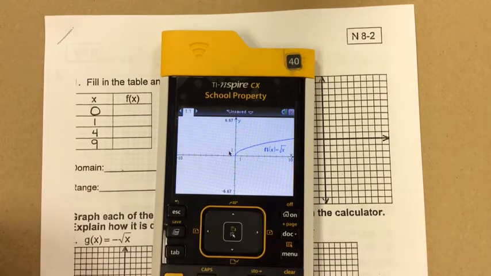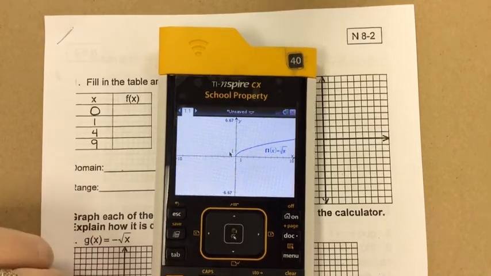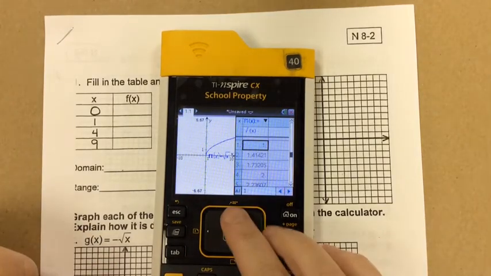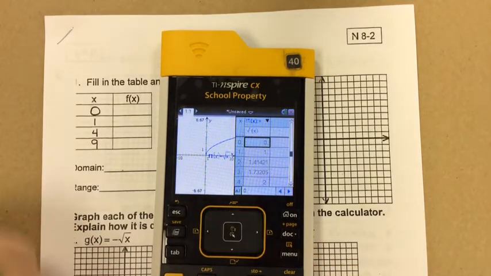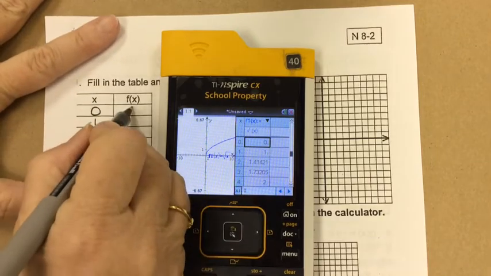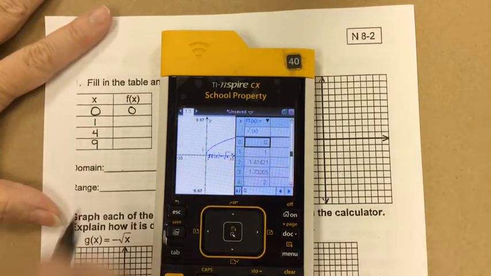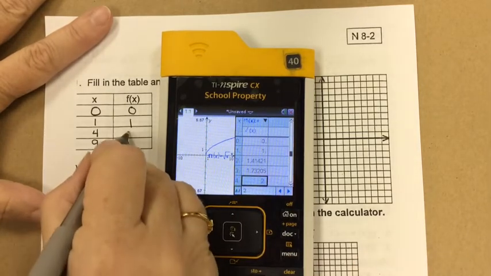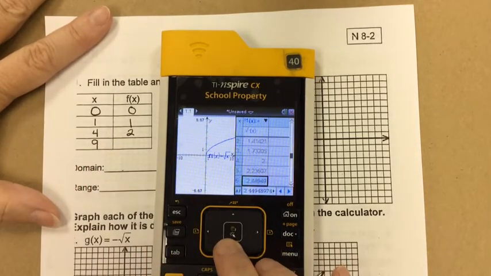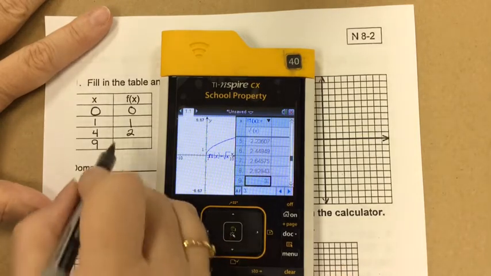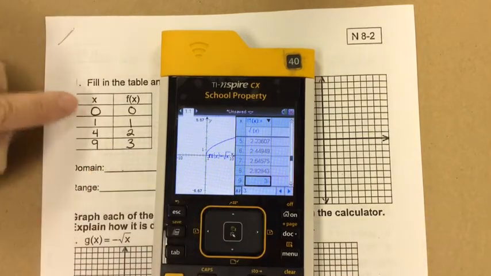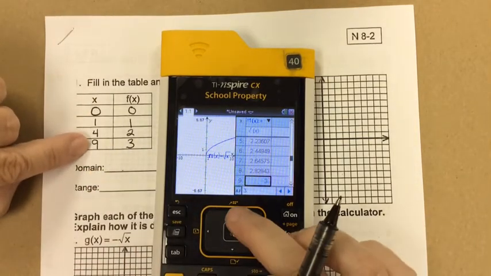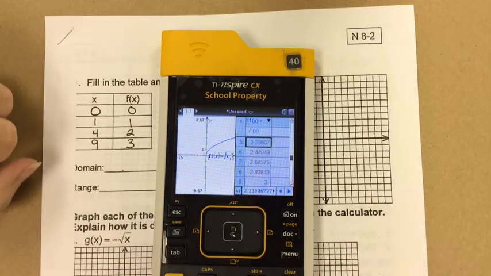Do you remember that parent function? Hopefully that looks familiar to you. We're going to go to control T so we can fill in our table. And our table looks like it's 0, 0, 1, 1, 4, 2, and 9, 3. And do you see why I picked these numbers 0, 1, 4, and 9? Because the other ones gave me decimals. I don't want those. I want whole numbers. They're nice and easy to graph.